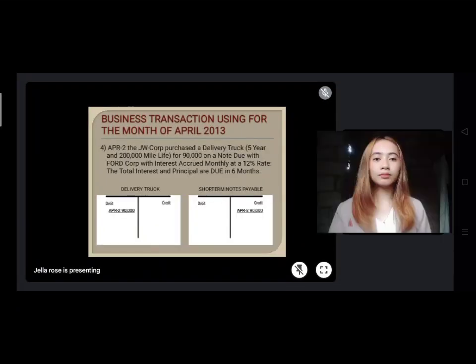Number 4, on April 2, the JW Corp purchased a delivery truck, 5-year and 200,000 mile life, for 90,000 on a note due with the Ford Corp with interest accrued monthly at a 12% rate. The total interest and principal are due in 6 months.